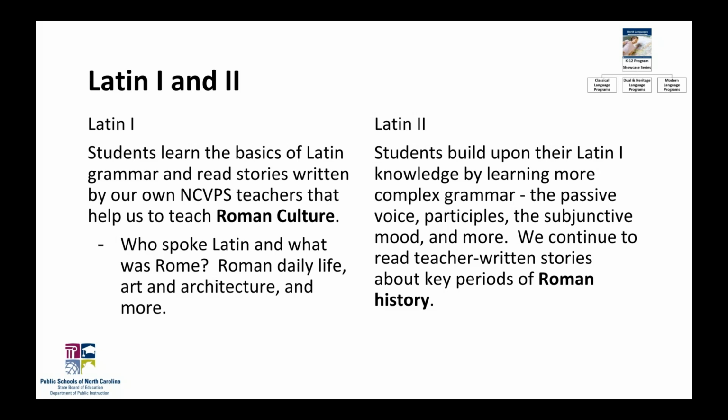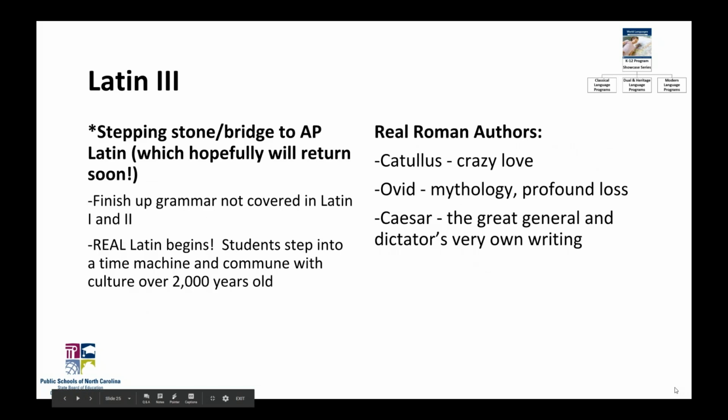The grammar in Latin 2 is the beefiest, honestly, at any school across the state. And then we continue to read our own, we've created our own Latin program, our own textbook, if you will, of teacher-written stories about key periods of Roman history. So in Latin 1, we focus more on culture. In Latin 2, we focus more on the history and the historical significance of things that happened in ancient times. And we're going to shift into Latin 3, and Chad's going to take over.